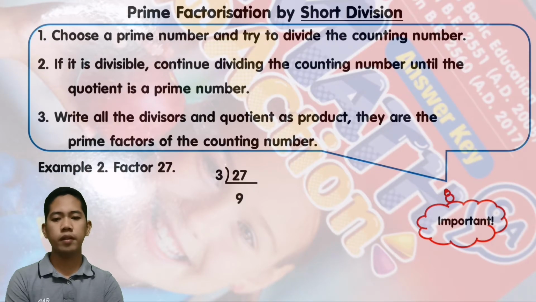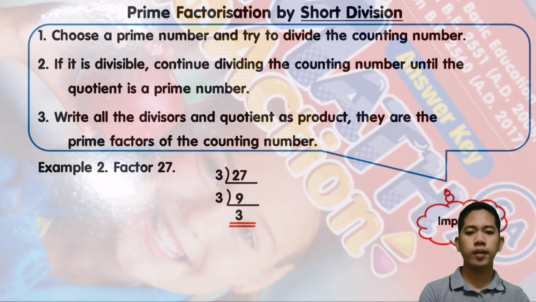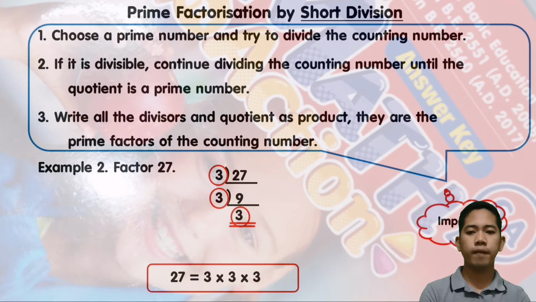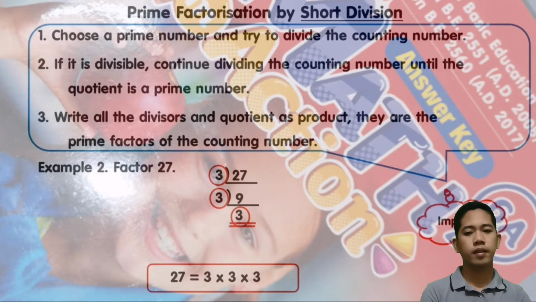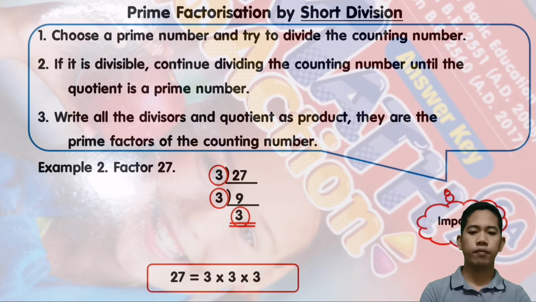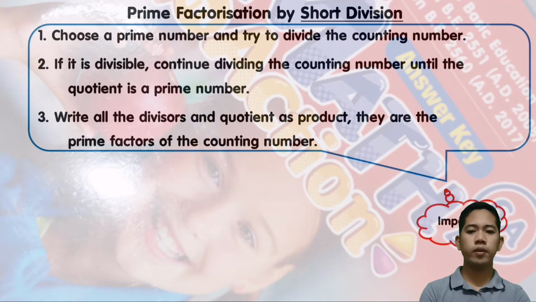So what number can divide 9? Yes, 9 can be divided by 3. 9 divided by 3 is 3. Is 3 a prime number already? Yes, it is. So, we can now write divisors and quotient as product because they are the prime factorization of 27. That means 27 is 3 times 3 times 3. Do you understand now, students? I know some of you are still confused. So, let me give you another example.